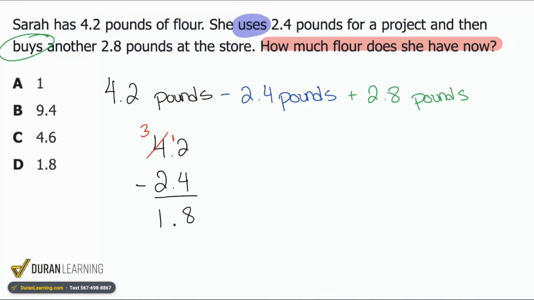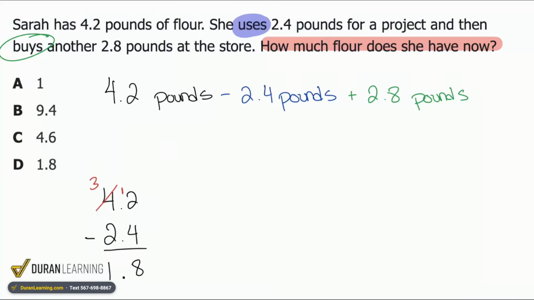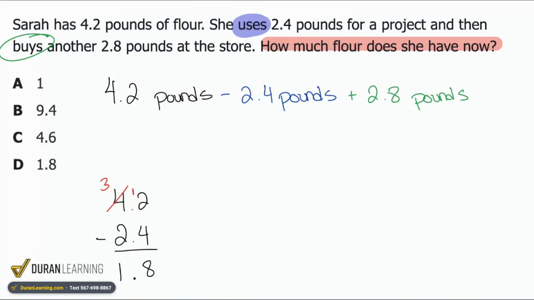So we have 1.8, but don't be mistaken. This is not going to be the answer. Let me help you out. Let me move this over here and show you that this right here, the 4.2 minus 2.4, that's what leaves us at 1.8. What do we need to remember to do, everybody? Yeah, we got to finish things up by adding the 2.8 at the end. And I'm going to show you guys a faster way to do this once we're done here. But we need to, again, remember to add the 2.8.